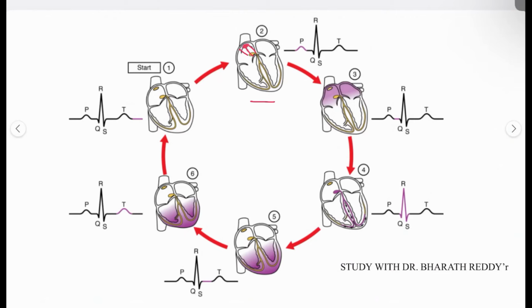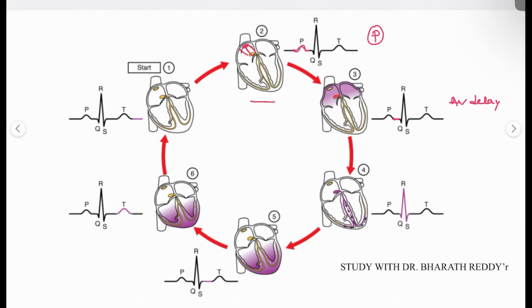Here you can see the P wave is generated when there is atrial contraction and the SA node transmits the electrical activity to the AV node. And from the AV node, here you can see there is a delay in the AV node. So this isoelectric line is due to the delay in the AV node. There is no activity seen in this line. Okay, this is your P wave.